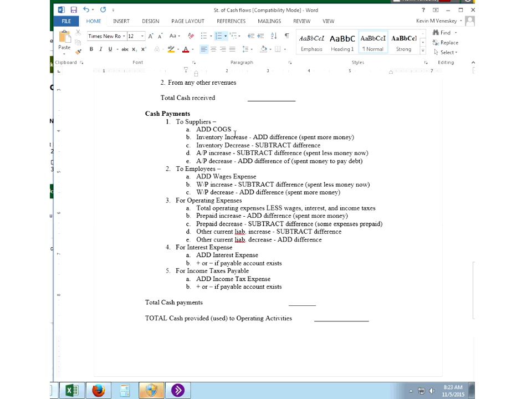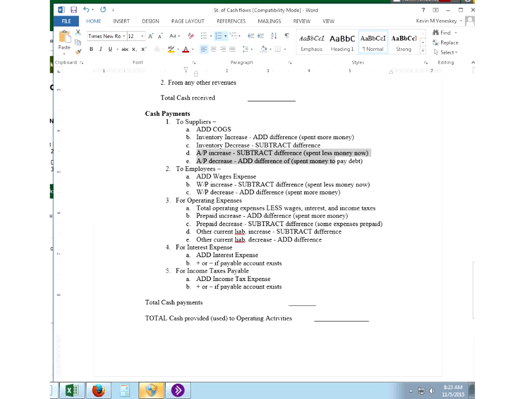And then we're going to tweak that number by looking at any inventory increases or decreases. For example, if your inventory increased throughout the year, that means you spent more money than what was actually shown on your cost of goods sold. You got rid of all of that inventory that you sold, but then you spent more money that we need to account for if your inventory went up.